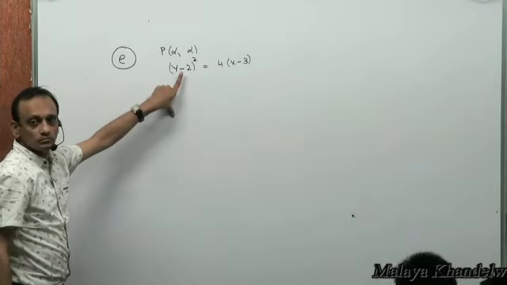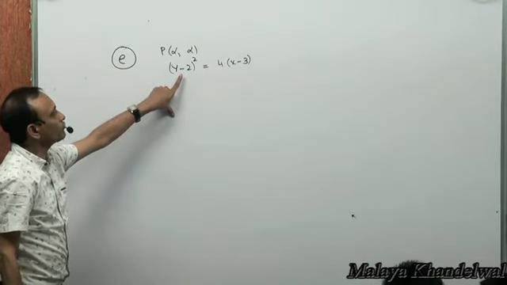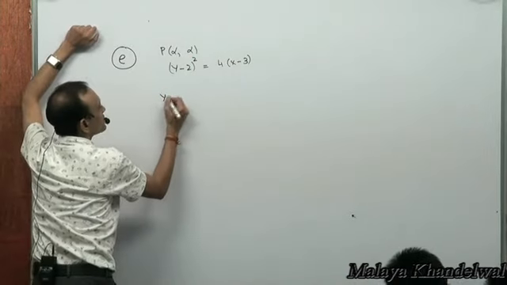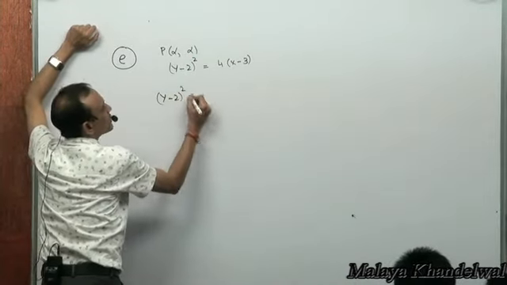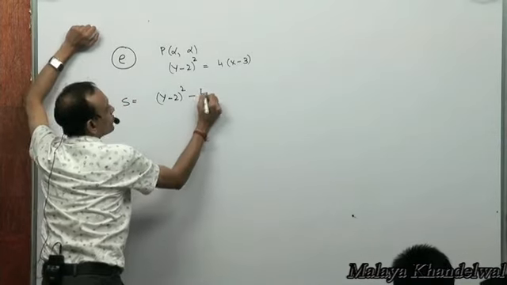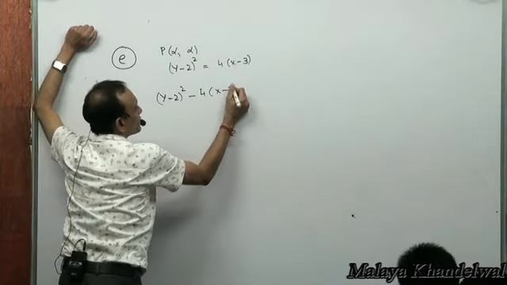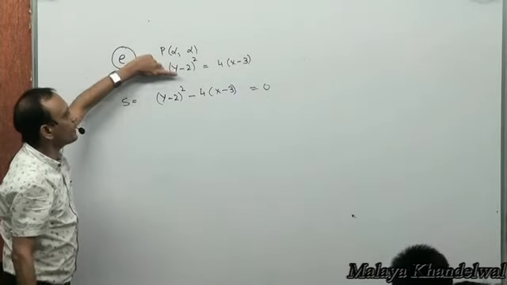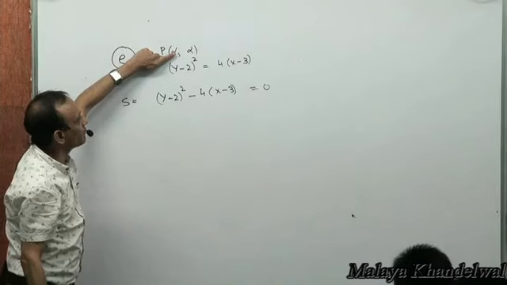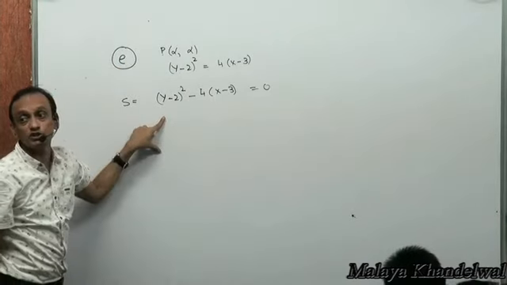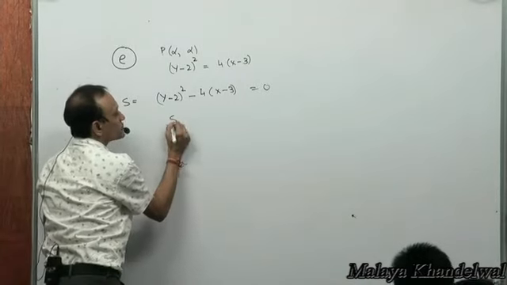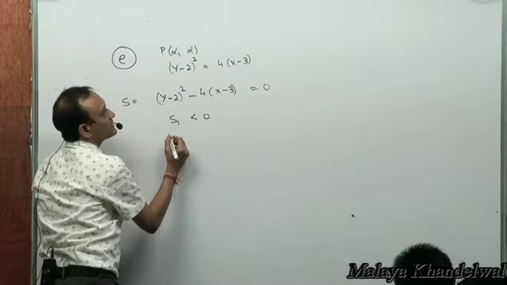So this is a parabola. I want to find the condition so that this point lies inside the parabola. Now this parabola is (y minus 2) whole squared minus 4 into (x minus 3) equal to 0. And if I put y equal to alpha and x equal to alpha, this expression should be less than 0. S1 less than 0, right? So S1 less than 0 will cause it to lie inside the parabola.